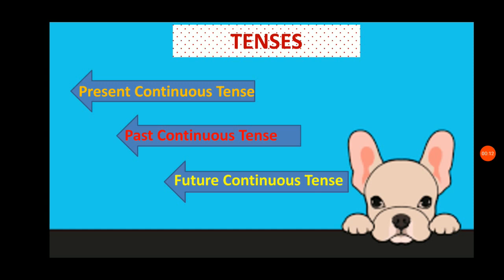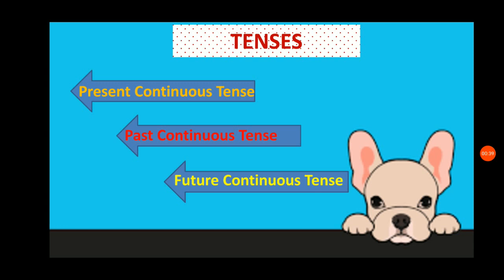In the previous class, we saw the three simple tenses, that are simple present tense, simple past tense, and simple future tense. Today, we are going to see the three continuous tenses. What are the three continuous tenses? Present continuous tense, past continuous tense, and future continuous tense. The continuous tense is also called a progressive tense.